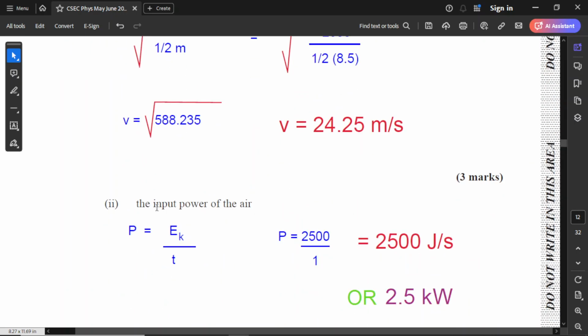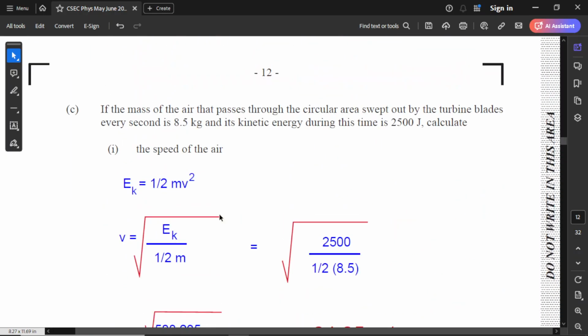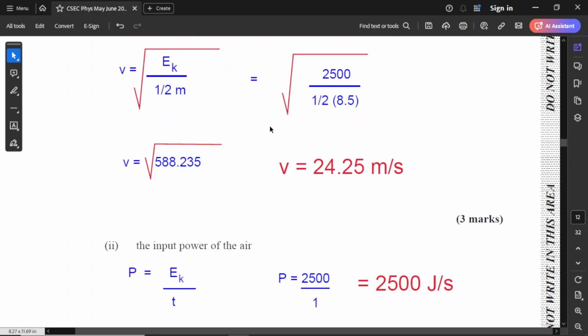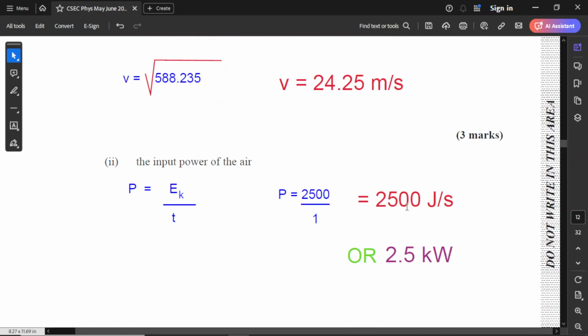And they also want us to calculate the input power of the air. Power is equal to energy divided by time. Therefore we have 2,500 divided by 1. Why do we have 1 here? Because it was in every second, so the time is 1 second. And therefore we get 2,500 joules per second, or 2.5 kilowatt.